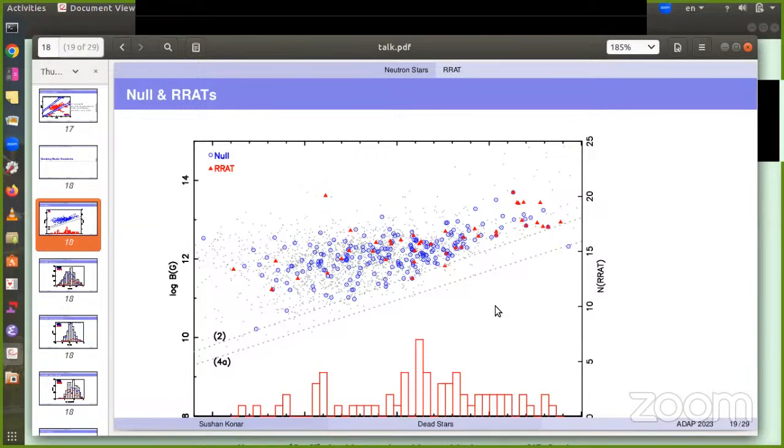Overlapping space in this diagram, in the parameter space, but not quite, right? You will see that quite a few of them are on the high magnetic field, longer spin period side.